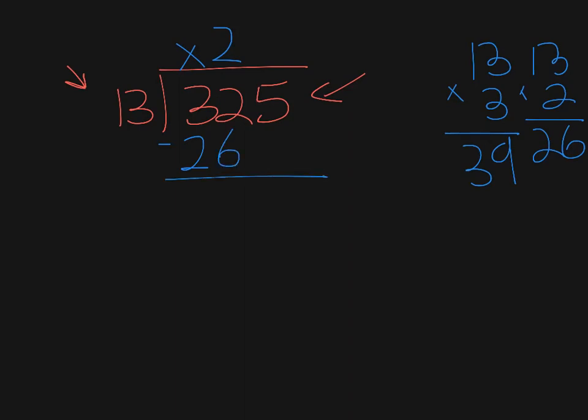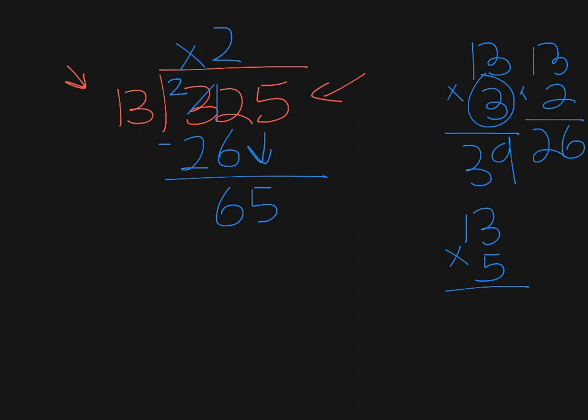2 minus 6, we cannot do that. We have to borrow next door. This becomes a 12. 12 minus 6 is 6. Now we bring this down, and that makes it 65. I know 13 can go into 65. We just have to figure out how many times. It has to be more than 3, because if we multiply 13 times 3, that's 39. Let's go ahead and try 5.